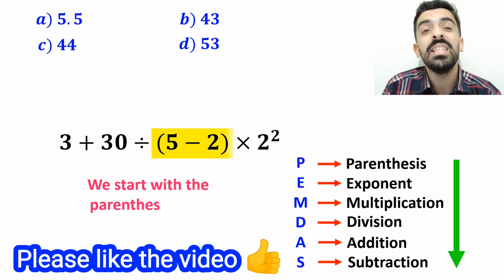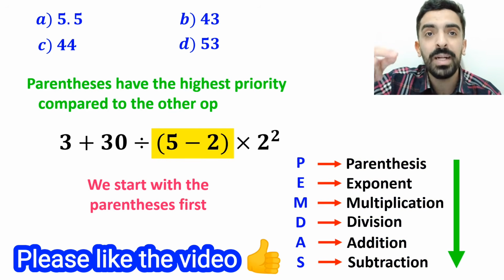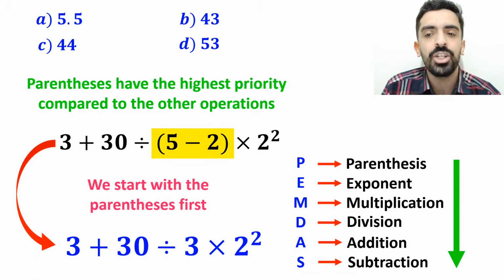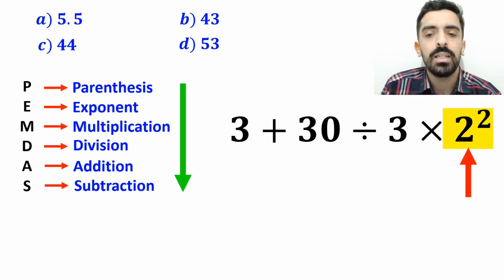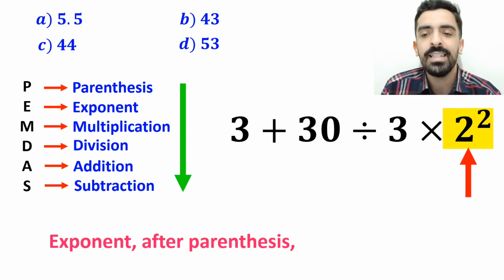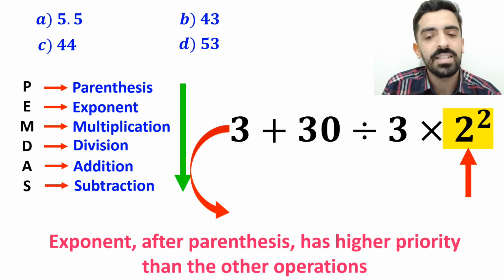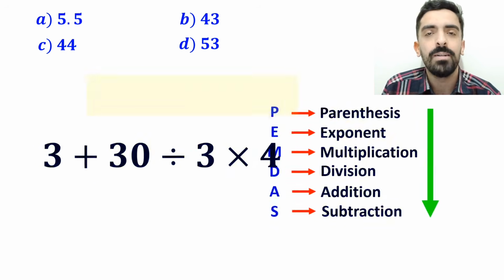Okay, we'll start with the parentheses first, because parentheses have the highest priority compared to the other operations. So, instead of this expression, we can write 3 plus 30 divided by 3 multiplied by 2 squared. And the next step, we go to the exponent, because exponent after parentheses has higher priority than the other operations. So, this expression is simplified to 3 plus 30 divided by 3 multiplied by 4.